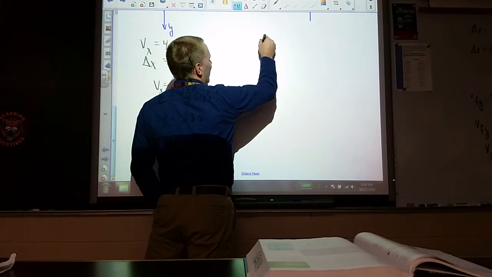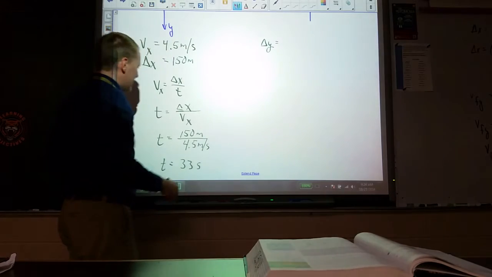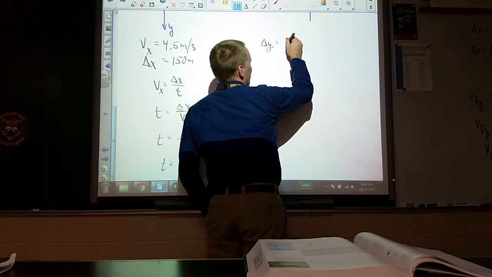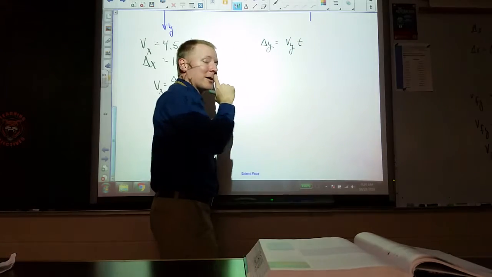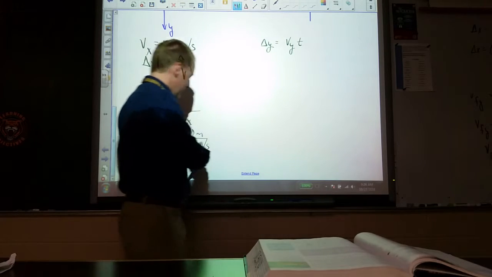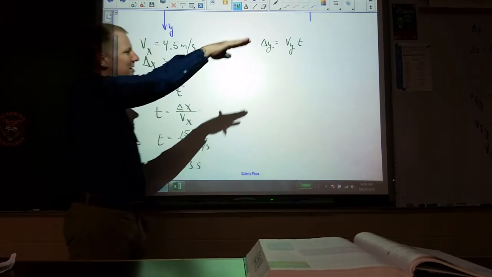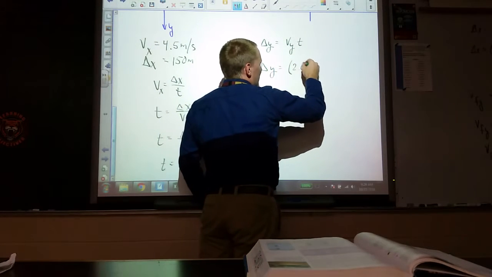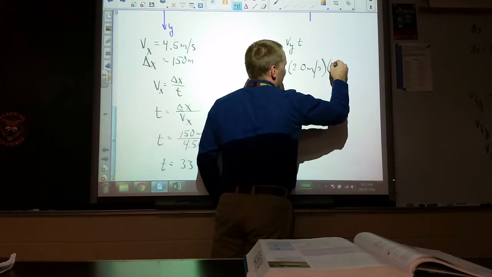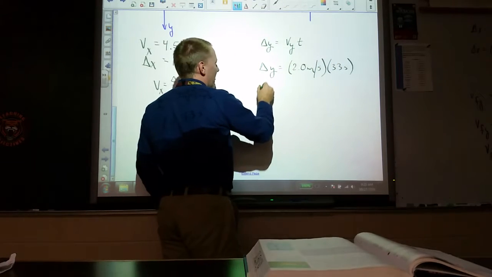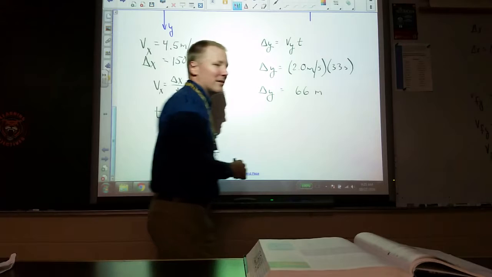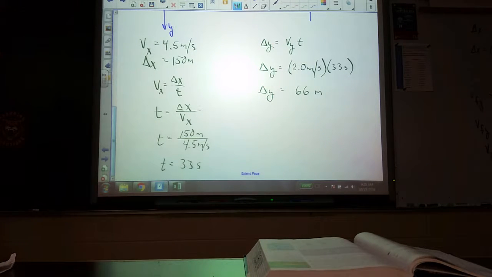We can do the same thing in y. We know delta y, just rearrange this as equal to the velocity in y times time. That's actually part of one of our normal equations. And we just figured out how long we're going to be in the water: 33 seconds. It takes us 33 seconds to go across. Now let's see how far we float downstream. So 2 meters per second times our 33 seconds will be 66 meters. So while going 150 meters across, you'd also go 66 meters downstream.